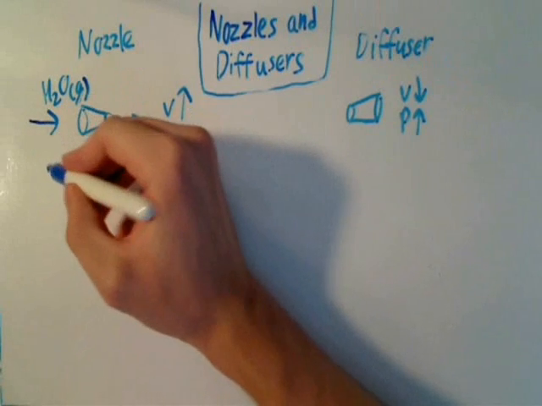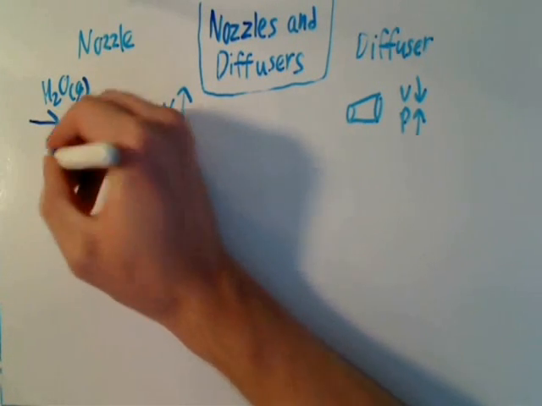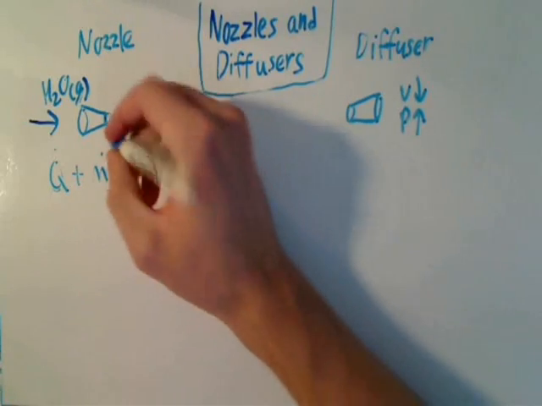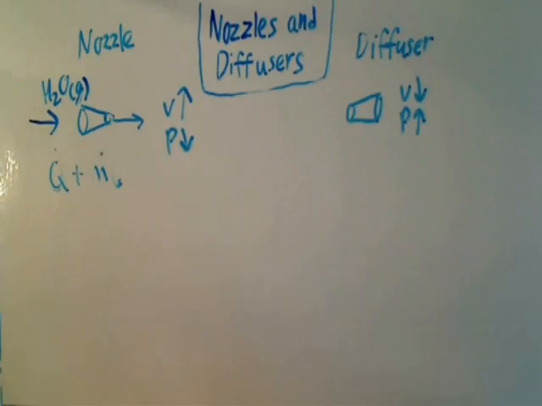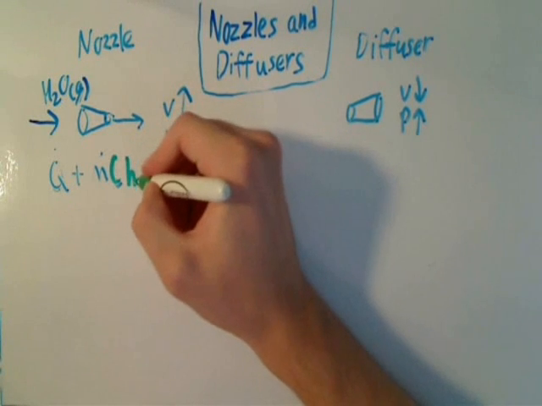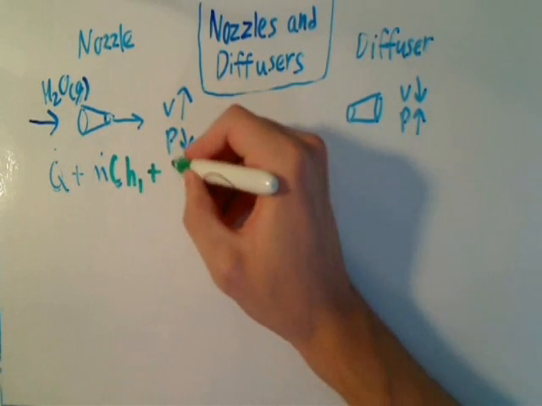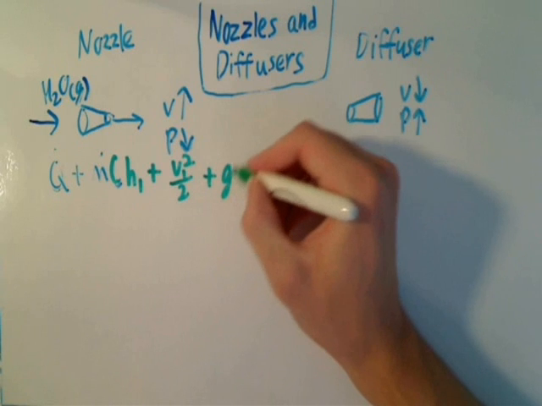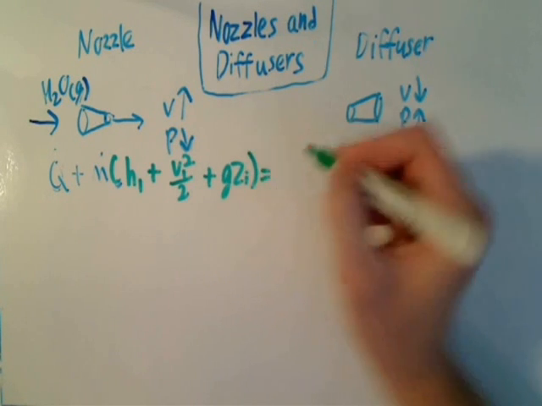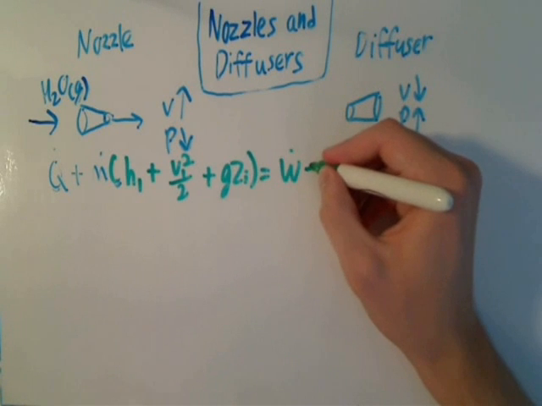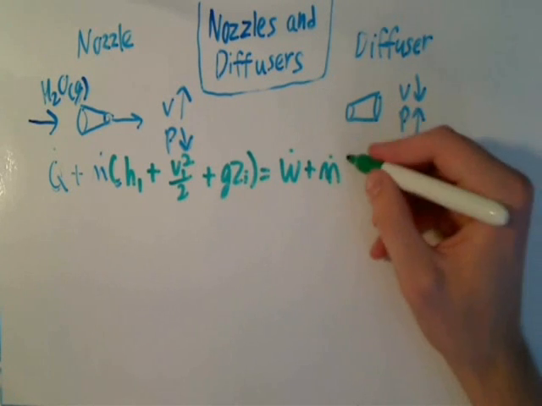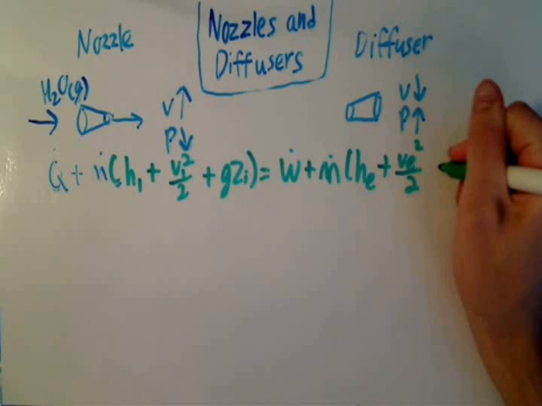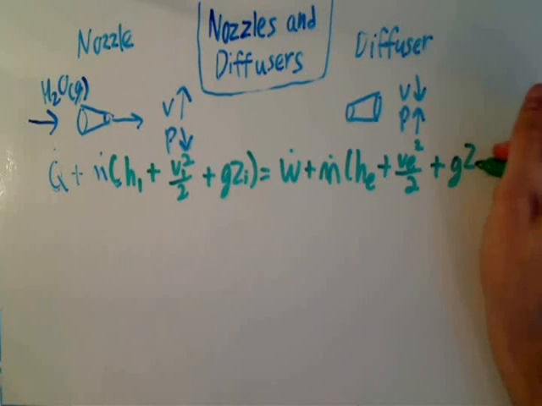So let's just write out the equation from last time. Q dot plus mass flow rate times enthalpy plus velocity in squared over 2 plus g z in, equals W dot plus mass flow rate times enthalpy exiting plus velocity exiting squared over 2 plus g z exit.